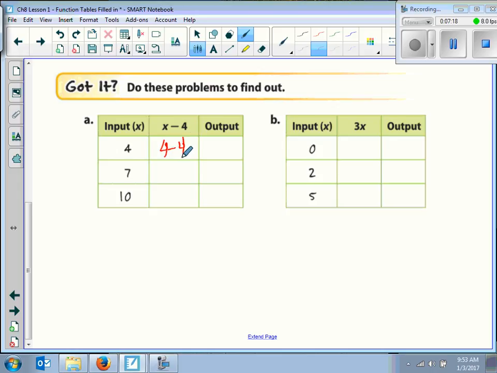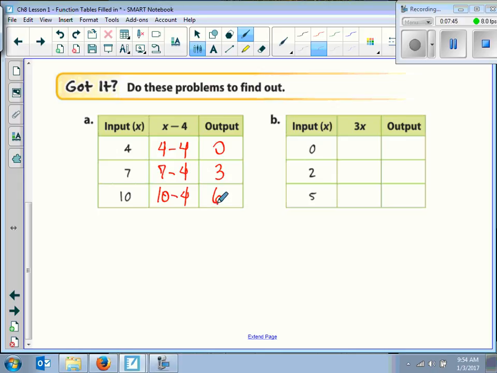minus 4, 7 minus 4, oopsie, 7 minus 4, and 10 minus 4. So 4 minus 4, of course, is 0. 7 minus 4 is 3. And 10 minus 4 is 6.